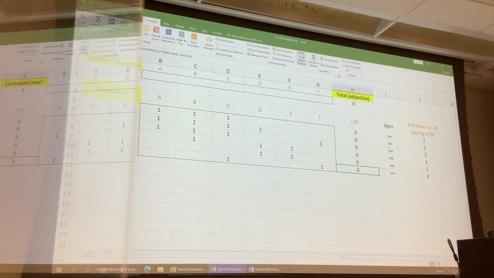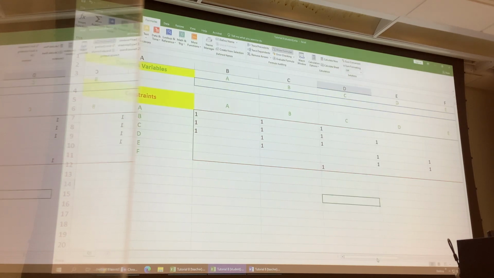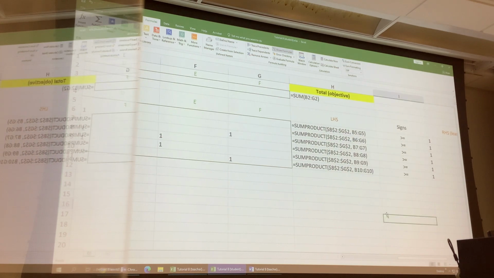So let's show the formulas. Objective, that is the summation of B2 to G2. Okay, so for this one, left hand side, sum product. The first one, that is the decision variables, B2 to G2, and then the constraint of the sixth region. Can you all follow for this one?